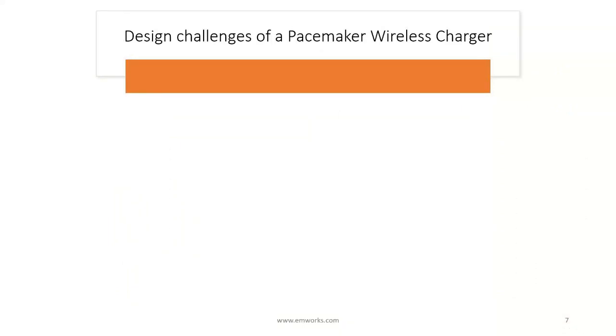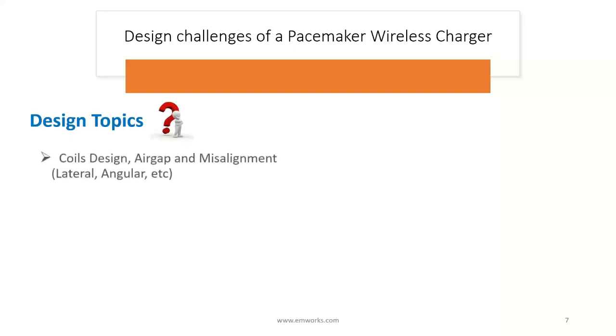Now let's talk a bit about the design challenges of a pacemaker wireless charger. The transmitter and receiver coils design have an important influence on the wireless charger output voltage. The performance of the wireless charger depends highly on the air gap length and the different misalignment of both coils. These parameters can affect the coupling coefficient between the primary and the secondary coils.